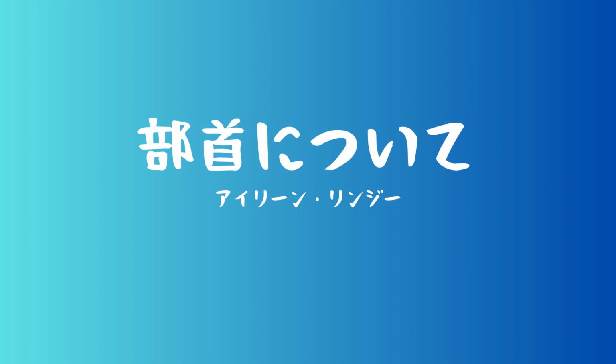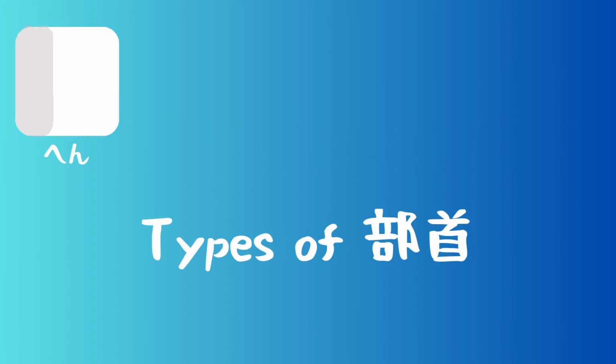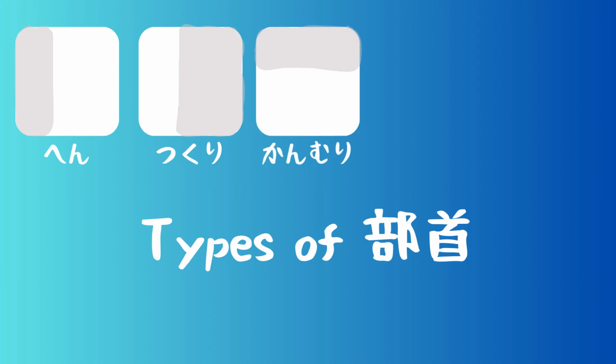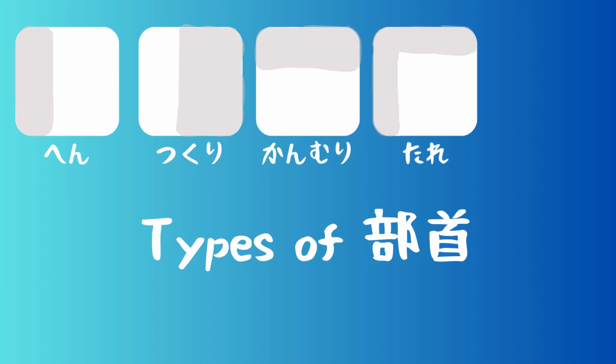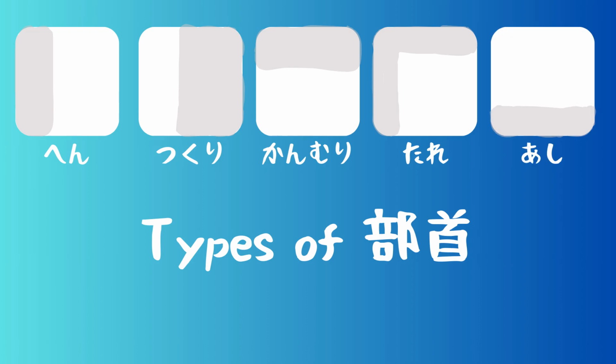Kanji are made up of multiple components, known as bushu. These components are sorted into 7 types. Hen, left side. Tsukuri, right side. Kanmuri, top or crown. Tare, top left. Ashi, bottom. Nyo, bottom left.